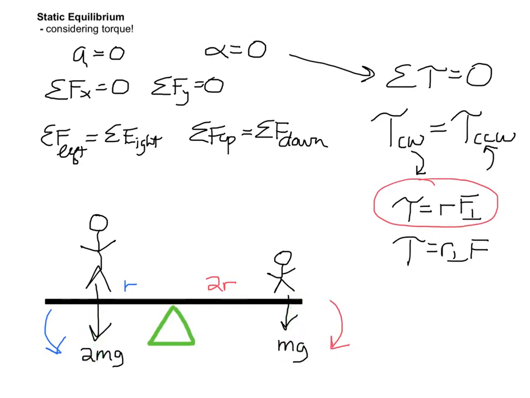So the torque created by the child is 2r times mg, and the torque created by the father is r times 2mg, and so you can see that the torque in the clockwise direction is balanced by the torque in the counterclockwise direction. Now what about the forces in this problem?